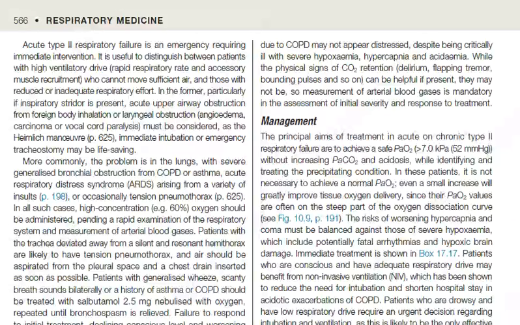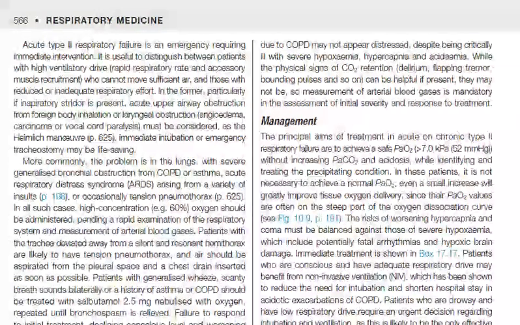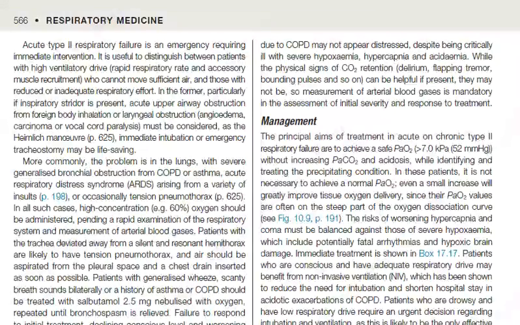may be life-saving. More commonly, the problem is in the lungs, with severe generalized bronchial obstruction from COPD or asthma, acute respiratory distress syndrome arising from a variety of insults, or occasionally tension pneumothorax. In all such cases, high concentration, for example 60% oxygen, should be administered, pending a rapid examination of the respiratory system and measurement of arterial blood gases.